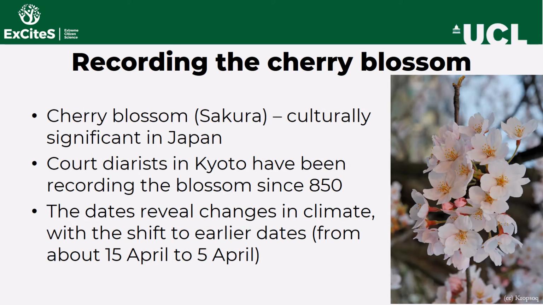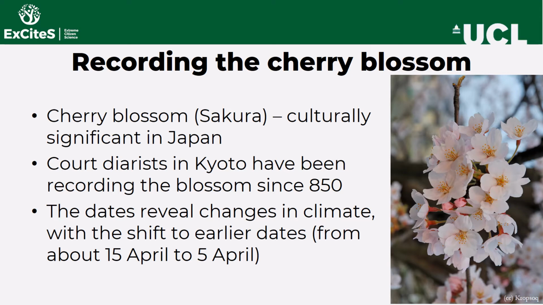A good example of pre-modern citizen science is the cherry blossom, the sakura, that is culturally significant in Japan. It started in Japan as an activity around 700, 790, and since then it's been going on and people are admiring and picnicking and doing different activities next to the cherry blossom.